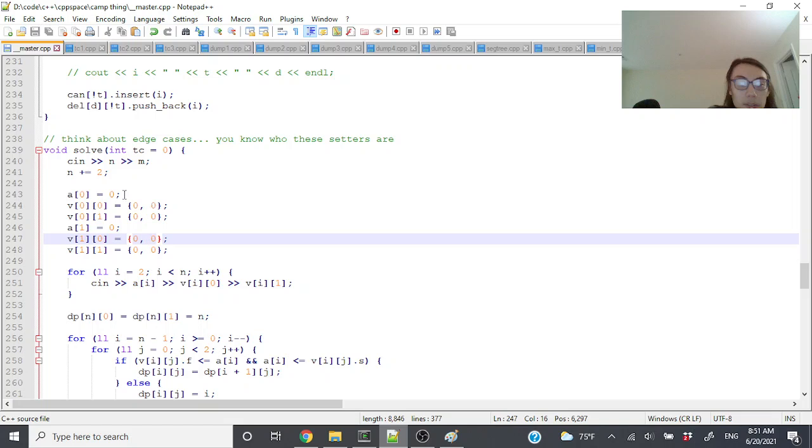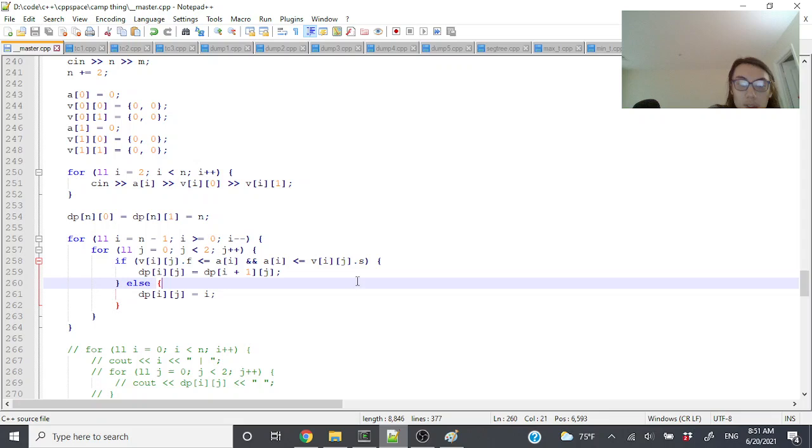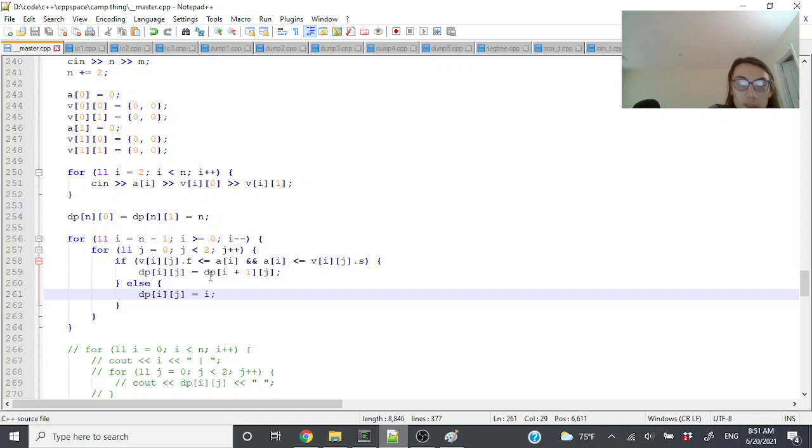So essentially we create two fake cards, we read in values, we compute this DP array. If this works, then we inherit from the next value, otherwise we die here, so we have to use this.